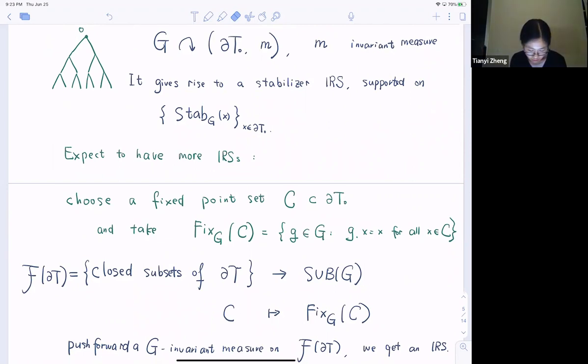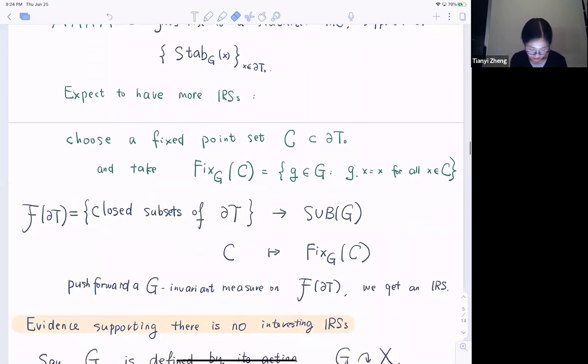And then, if you find an invariant measure on closed subsets of the tree boundary, you can push it forward to get an IRS. Given a closed subset, you just take its pointwise stabilizer. This way you also obtain more examples of IRSs associated with this action on the tree boundary. Okay, so these are typical examples.